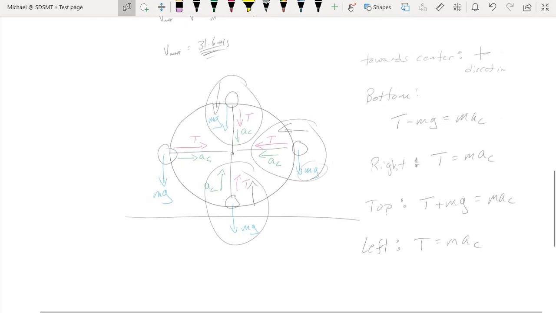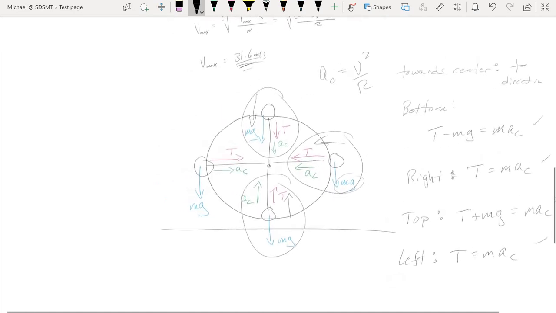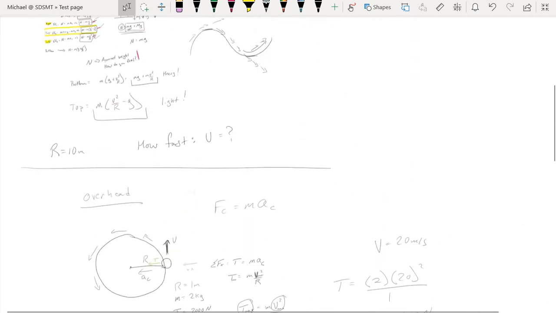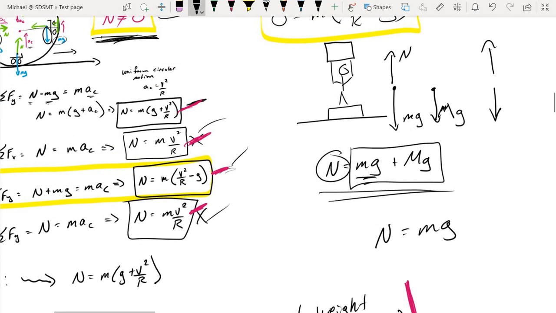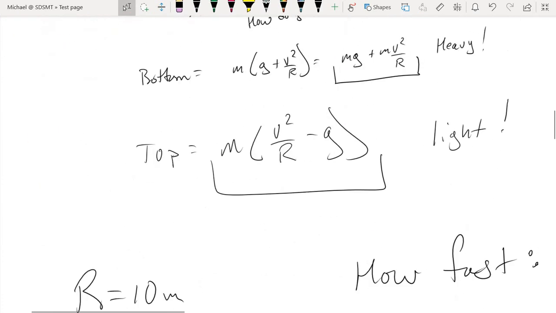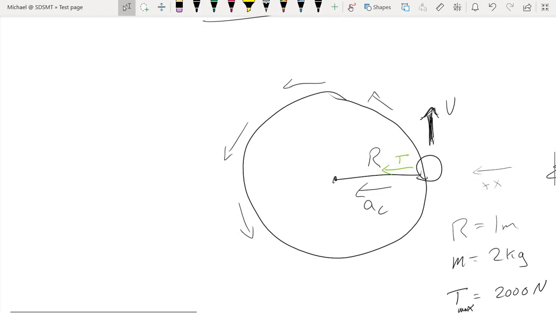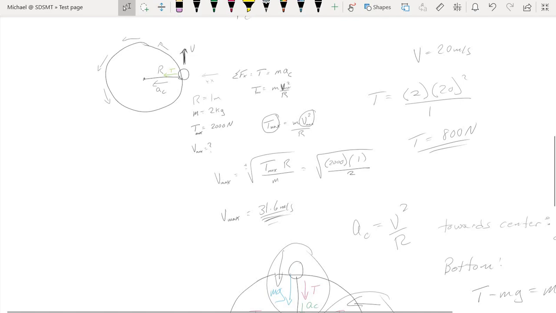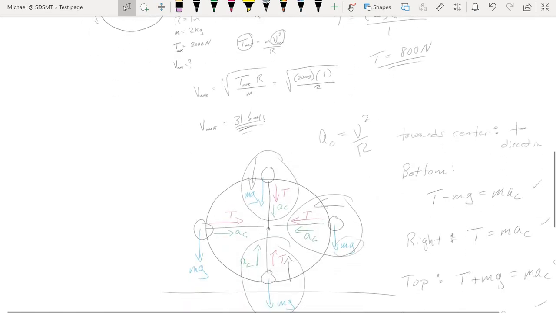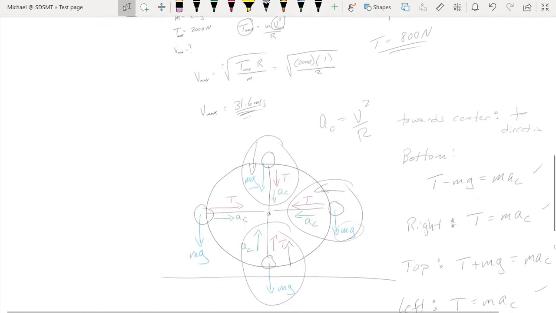And then you can fill in a_c equals v squared over r for each of these scenarios. And basically, you're just reproducing the equations that we had for the loop-de-loop, only now instead of normal force, you would have tension force. So as I said, they're very similar in how they work. But obviously, in one case, you've got a rope. In the other case, you have one object that's pushing against another and causing that circular motion.